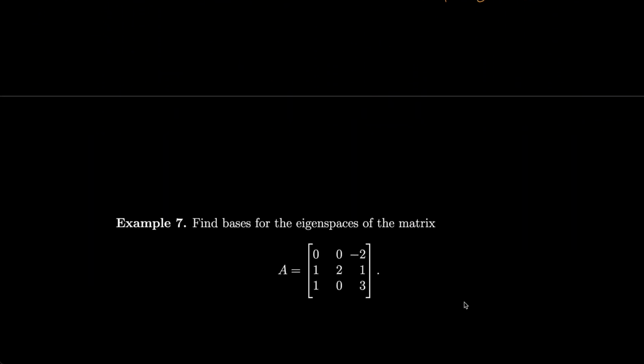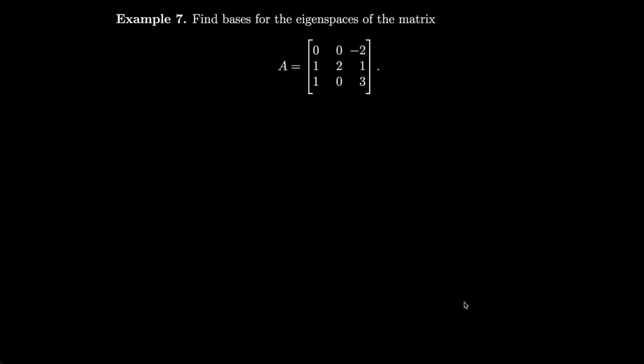How about we do another one? Okay, this time we have a 3 by 3, so the determinant is a little bit more painful to compute. Remember, we're doing lambda I minus A, so we'll get the determinant of lambda, then minus 0, 0, minus 2 is 2, and we'll get minus 1, lambda minus 2, minus 1, minus 1, 0, lambda minus 3.